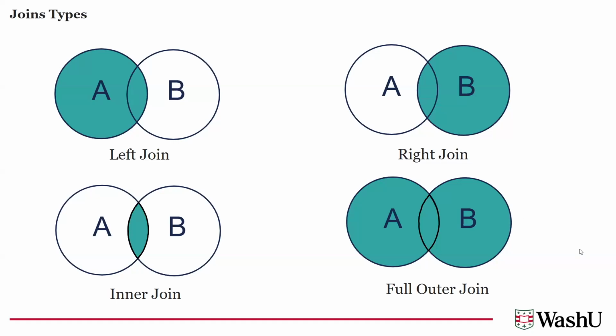A right join, alternatively, is just the opposite. It's all the records in table B and only the records from table A that match. An inner join is only the records from table A and table B that match. And a full outer join is all records, no matter if they match or not. Now, depending on what you're doing in your research, there might be cases where you're going to need to use all of these or just some of them.